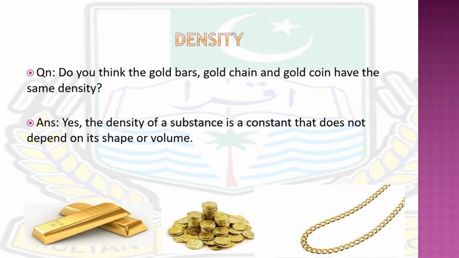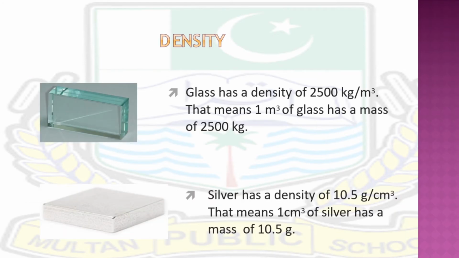Now we have to see some questions regarding density to understand the concept better. Do you think the gold bars, gold chain, and gold coin have the same density? The answer is yes. The density of a substance is constant. It does not depend on its shape or volume. Keep in mind that glass has a density of 2500 kg per cubic meter. That means that 1 cubic meter of glass has a mass of 2500 kg.